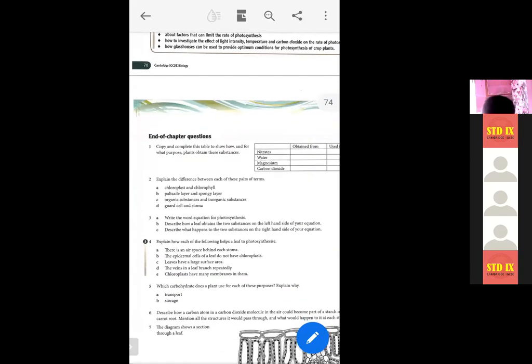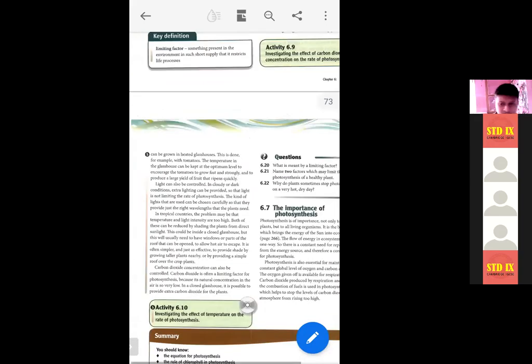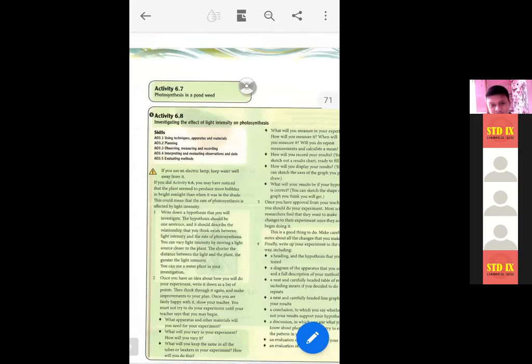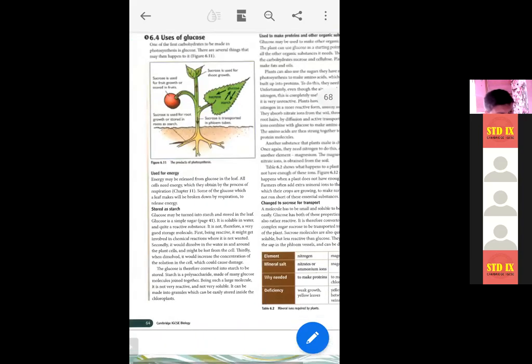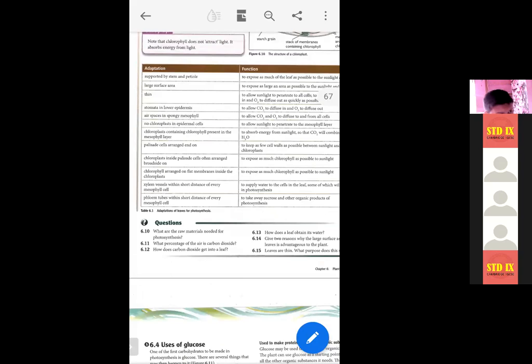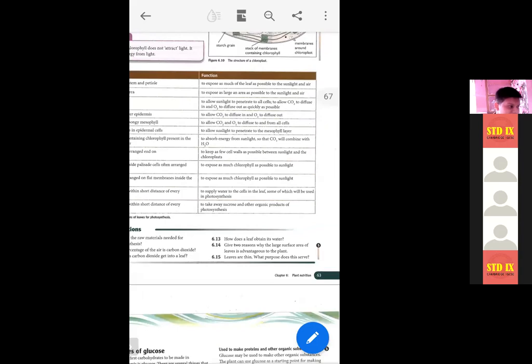Number C. Leaves have a large surface area. So how does it help in photosynthesis? You can also find this in the box. Large leaf means very much chlorophyll. Large leaf means there will be more surface area, more chloroplasts, and sunlight will enter into the leaves.